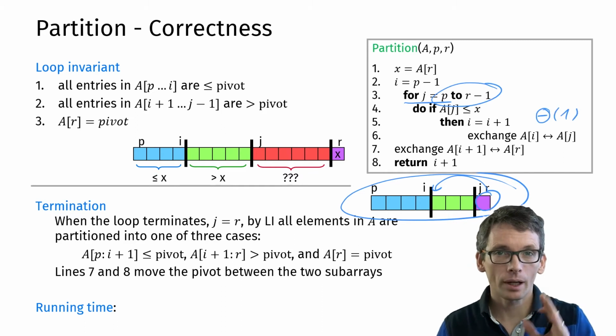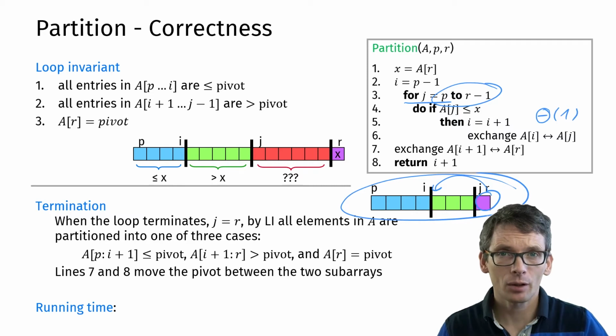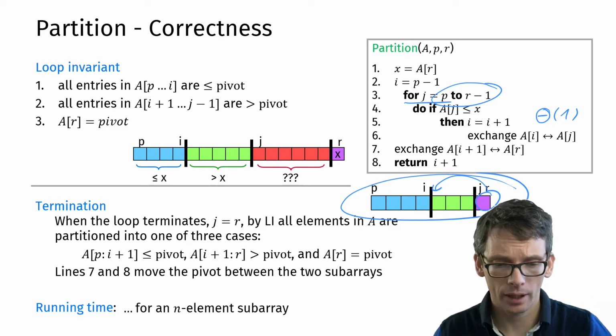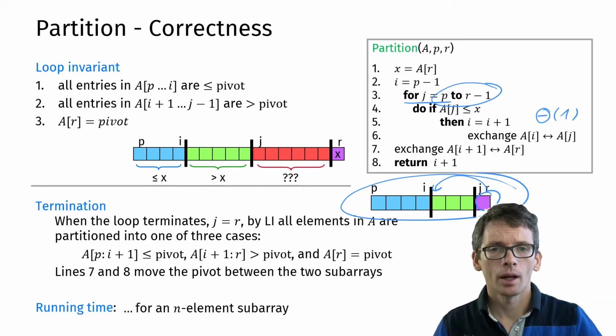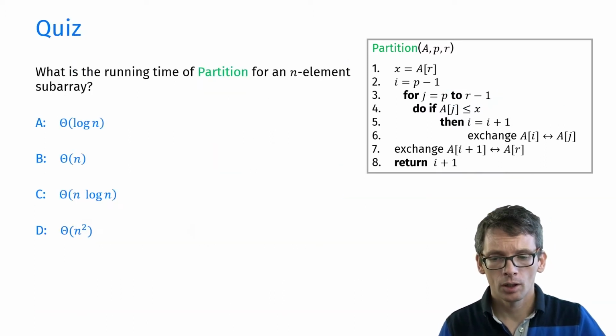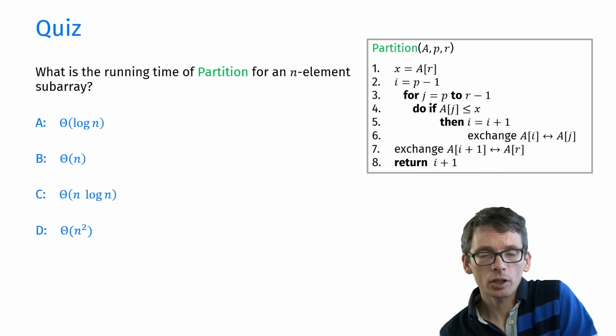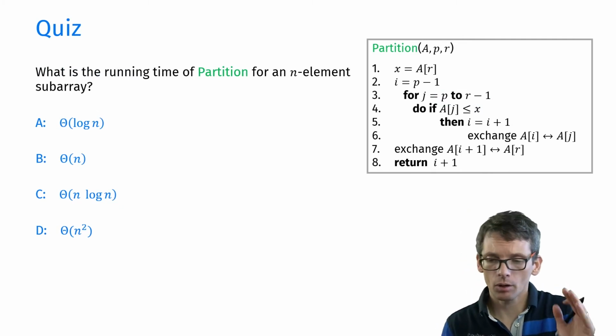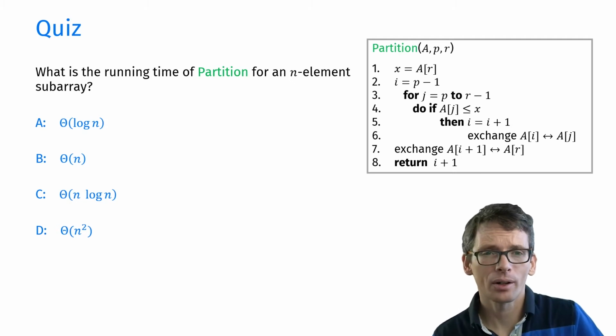So what is the running time of this algorithm? It depends on the size of the subarray, so how many elements I have between p and r. And let's make this a quiz. So what is the running time of partition on a subarray with n elements? Is it log n, n log n, or n squared?